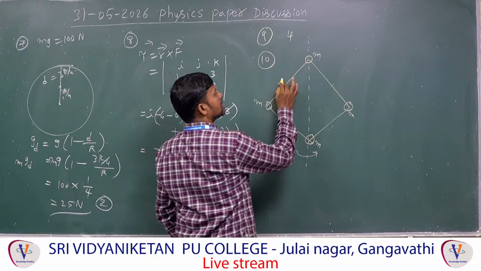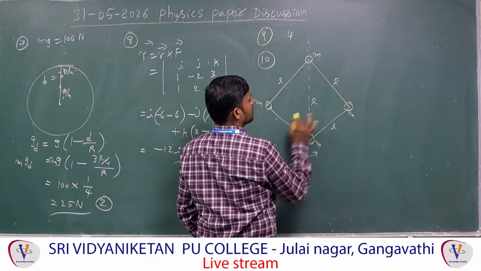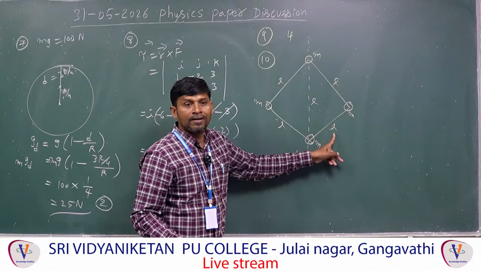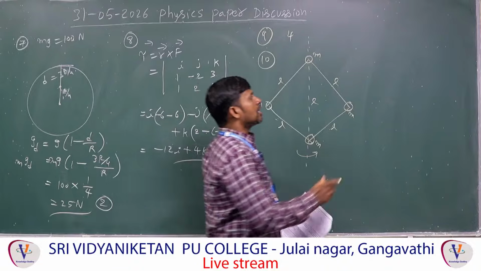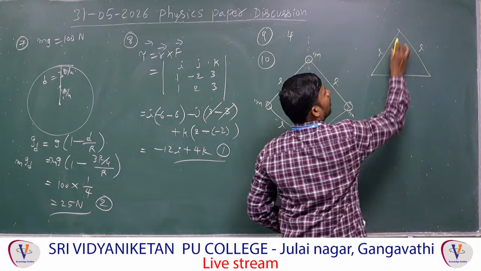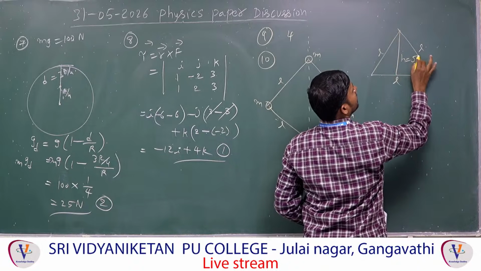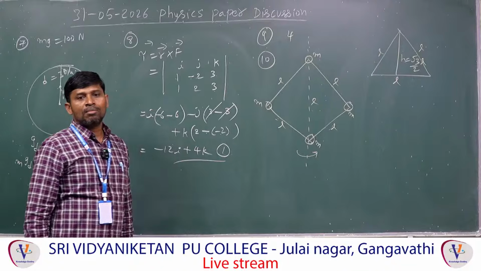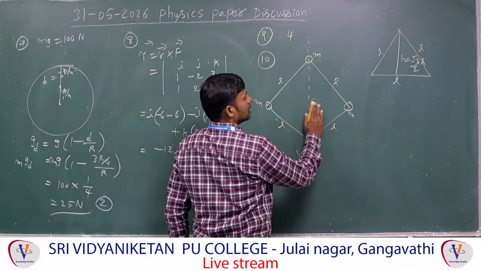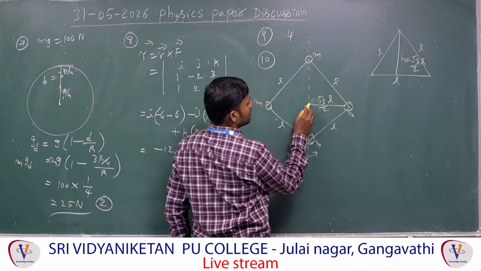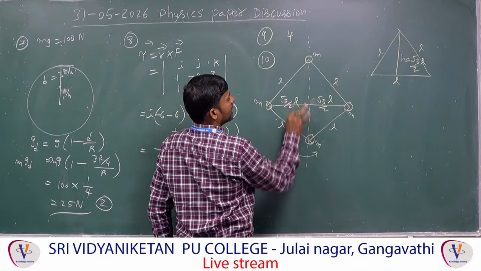But here we can observe that all are the same distance. Yellow, yellow, yellow, like an equilateral triangle. Here also an equilateral triangle. Right? Already we know that. What is the height? Height is root 3 by 2 L. This value root 3 by 2 L. This value root 3 by 2 L.